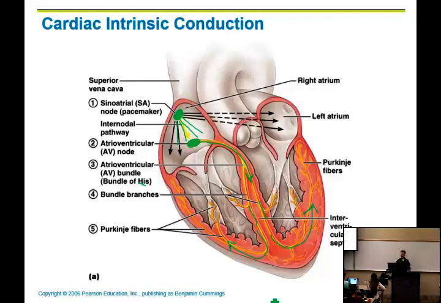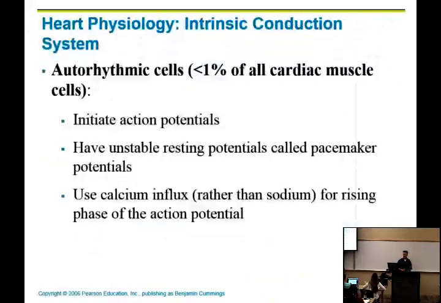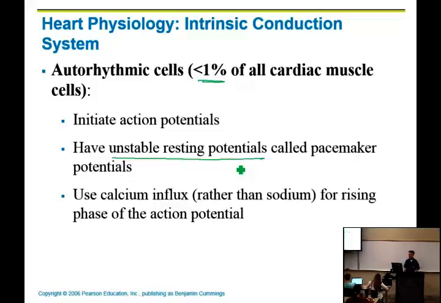We say that they have a different job to do. They are working to conduct and coordinate the activities of the heart, and they do so in a specialized way. So these ones, like we said, the 1%, they have an unstable resting potential. Now we're starting to get to those terms that you were scared of before when we were talking about nervous system and muscular system, right?